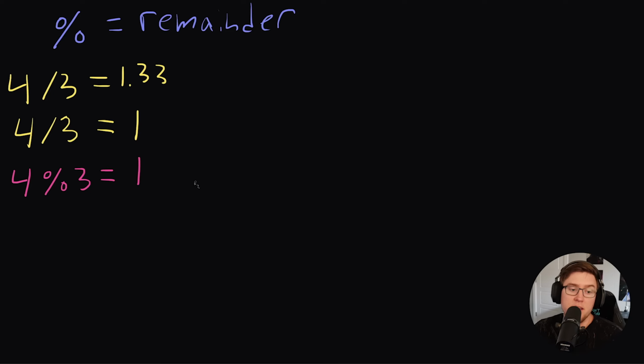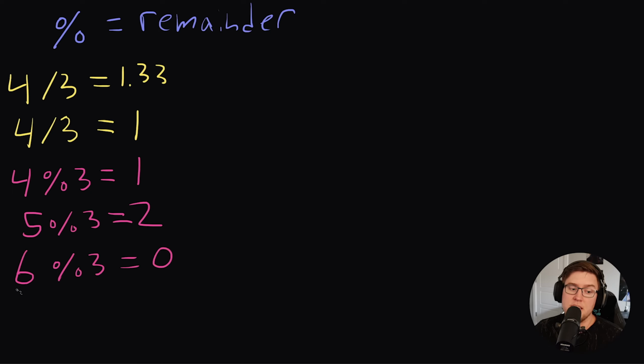So it's the same. But, for example, 5 modulo 3 is 2. And 6 modulo 3 is 0 again, because 3 divides evenly into 6, right? 6 integer division by 3 is 2, right? Because 3 goes evenly into 6 twice, but the remainder is 0. That's why 6 mod 3 is 0.